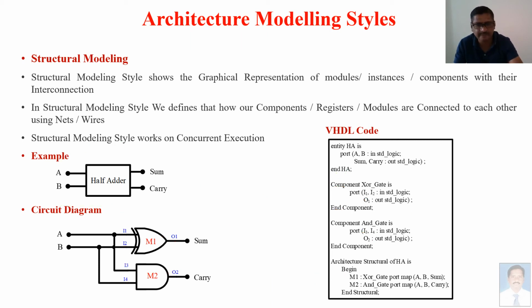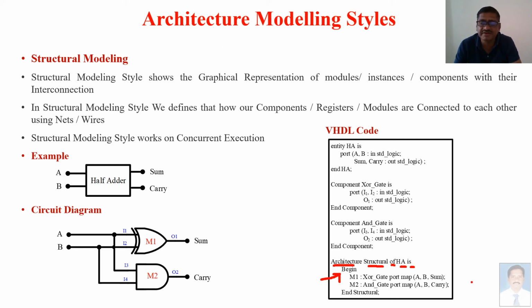Now after that, we can start the architecture. It starts with the reserved word architecture followed by the name of the architecture, which is structural, of the name of the entity, which is HA, is. Start with the reserved word architecture followed by the name of the architecture of name of the entity is. Then here is the begin of the architecture, and here we are using the component instantiation.